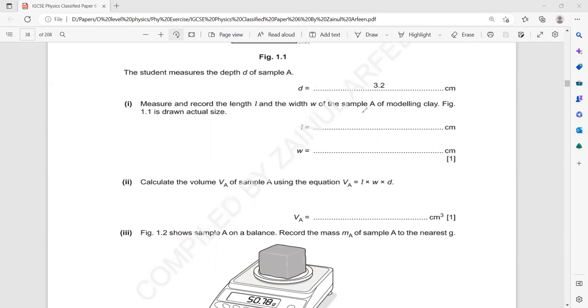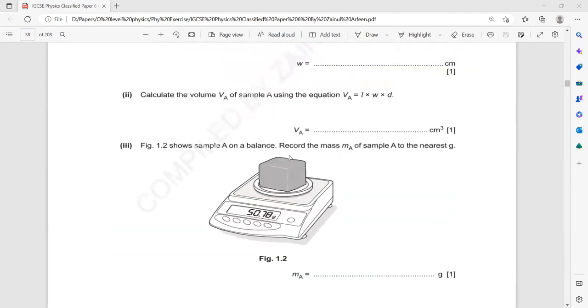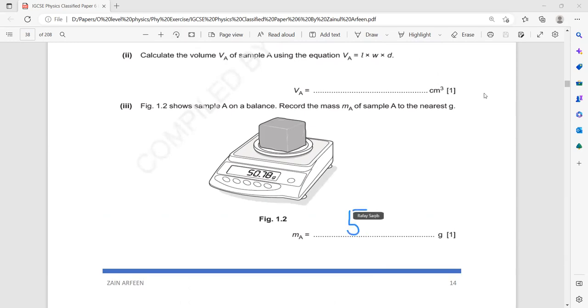The length you got 2.7. Okay, so what you get, you will use accordingly. So you will use your answer. Don't bother about the answers of others. You just use your answers. Then the mass is there. Record the mass to the nearest gram. So 51.